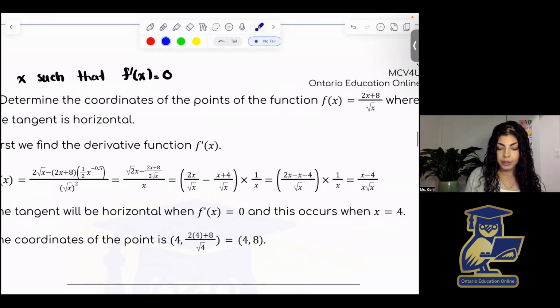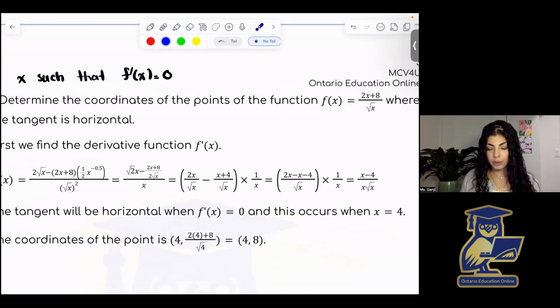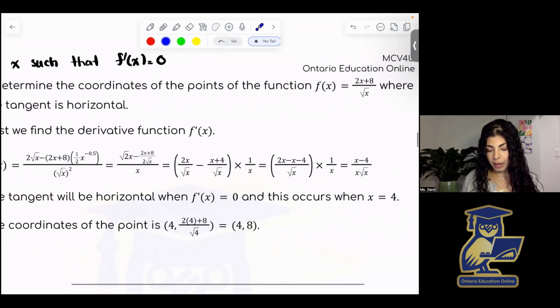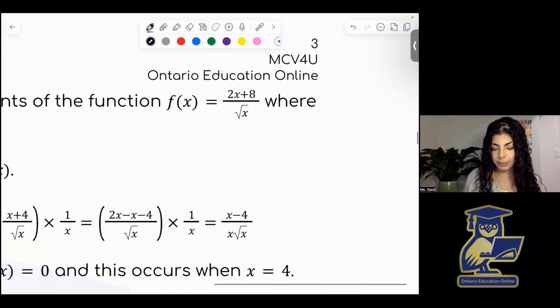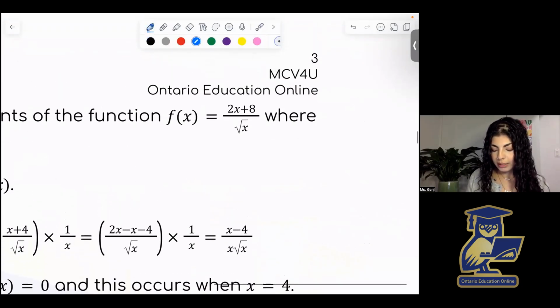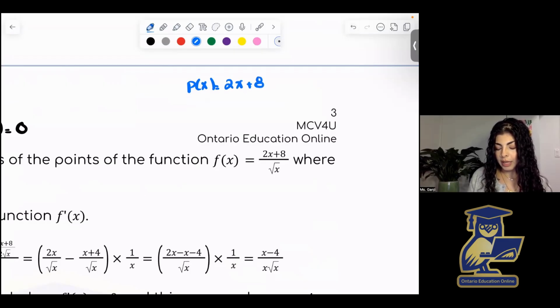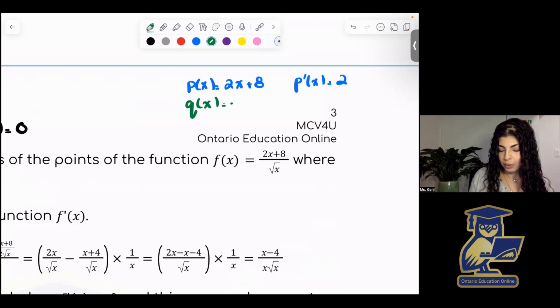So first, we're going to use the quotient rule to find the derivative function. So f prime of x is going to be given by, and let's do a little bit of interpretation here. Let p of x be 2x plus 8, and then p prime of x is just 2, and q of x is square root of x.